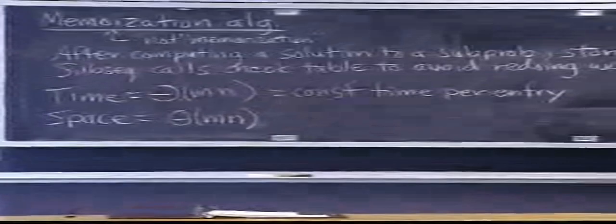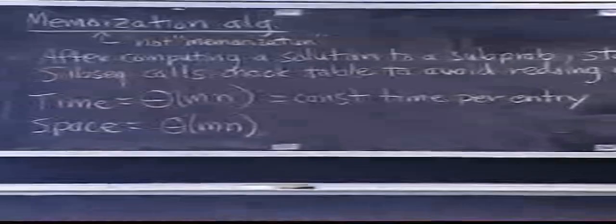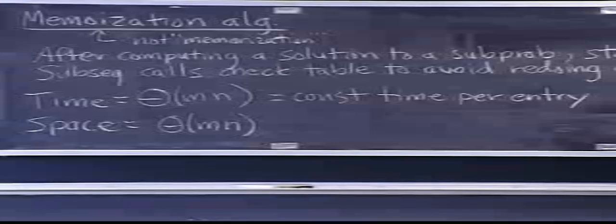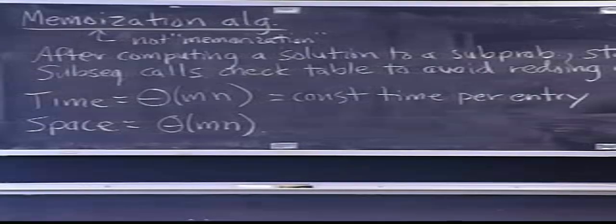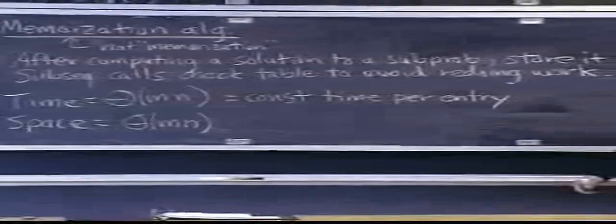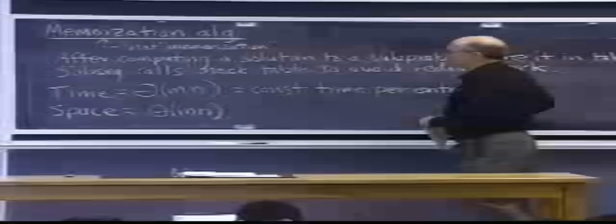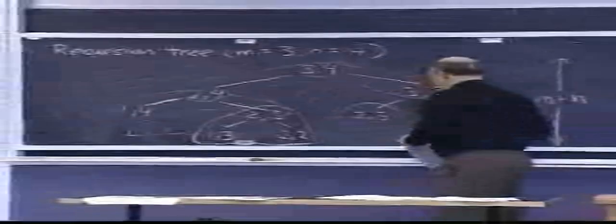Okay, because there's basically the table and everything else is just a small amount of bookkeeping. Good. Okay, so that's the memoization algorithm. That's a pretty good algorithm. Now we get to, and in fact it's the inspiration for the next algorithm, which is what we've been after the whole lecture, the dynamic programming algorithm.